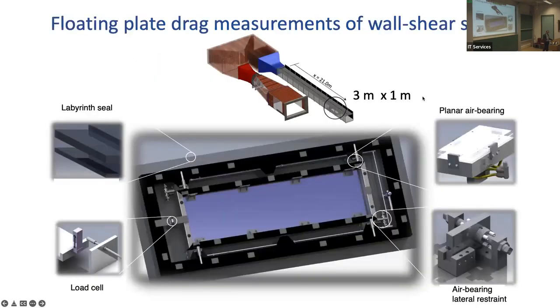And importantly, and this is a crucial part of it, is having an independent measure of drag. The best way to do it is to use a floating element. However, they're notoriously known for having a poor signal to noise ratio. Here we have the advantage that, because everything is so large, we can have a 3 meter long drag balance. So it's 3 square meters of surface floating on an air bearing, and that gives you a level of force that you can measure with a conventional load cell.